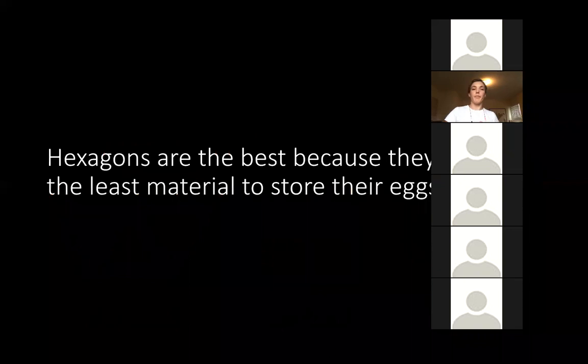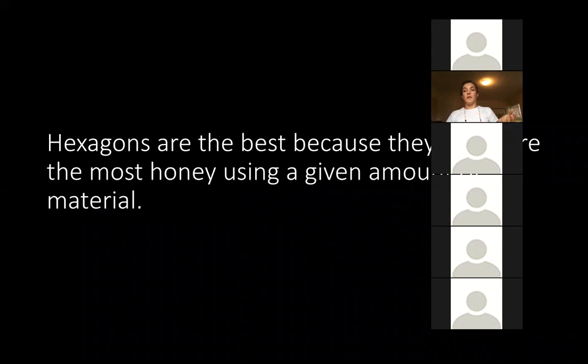So just to summarize, hexagons are the best of all possible shapes because they can use the least material to store their eggs. The flip side of that statement is that hexagons are the best because they can store the most amount of stuff using a given amount of material.